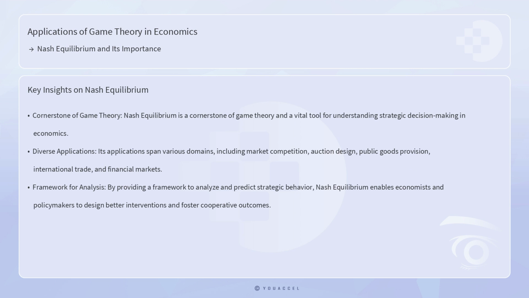In conclusion, Nash equilibrium is a cornerstone of game theory and a vital tool for understanding strategic decision-making in economics. Its applications span various domains, including market competition, auction design, public goods provision, international trade, and financial markets. While the concept assumes rationality and complete information, its empirical validation and practical relevance underscore its significance. By providing a framework to analyze and predict strategic behavior, Nash equilibrium enables economists and policymakers to design better interventions and foster cooperative outcomes in complex economic environments.